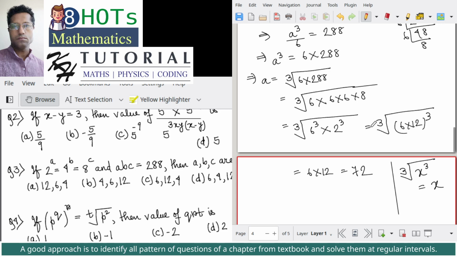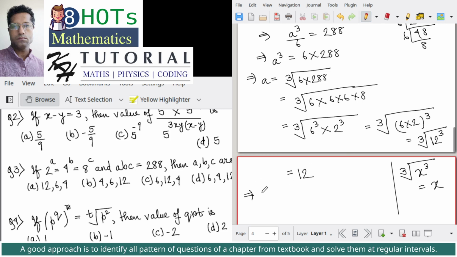Oh, I made a mistake. So this is 6 cube multiplied by 2 cube, which is not 6 multiplied by 12 cube, but it is 12 cube. I'm sorry, this is 12 cube. Basically, this is 6 multiplied by 2 whole cube, which is equal to the cube root of 12 cube, which is equal to 12. So A is 12.